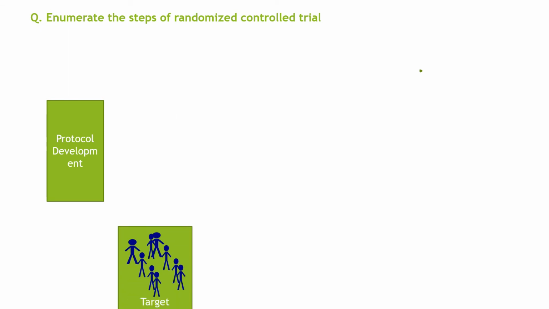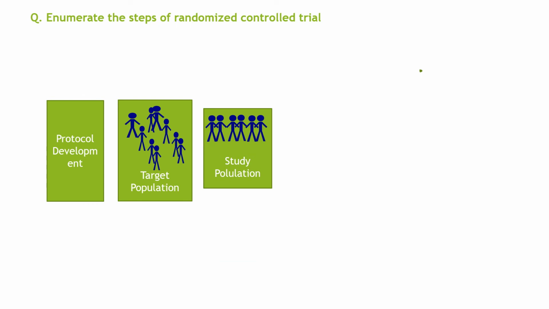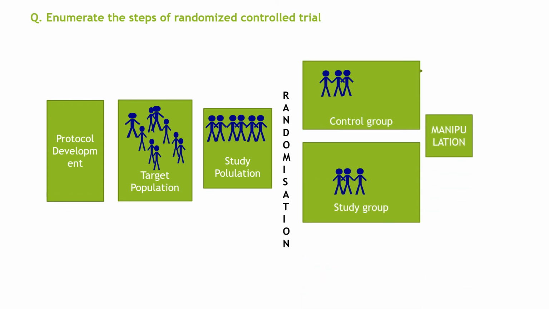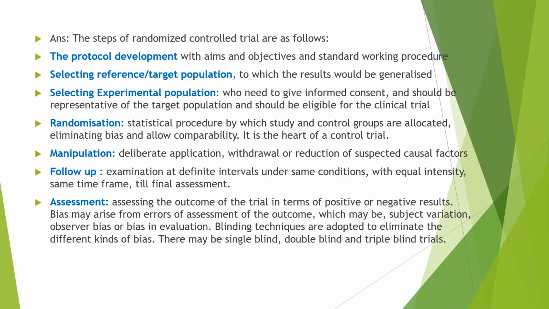Now coming to the oft asked question, steps of a randomized controlled trial. First and foremost, there is protocol development. Then choosing the target population. Then from that, the study population who go through randomization into study group and control group. And there is manipulation, that is either addition or withdrawal of intervention. Who are followed up and finally assessed.